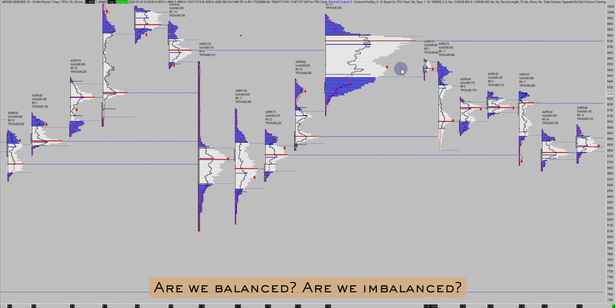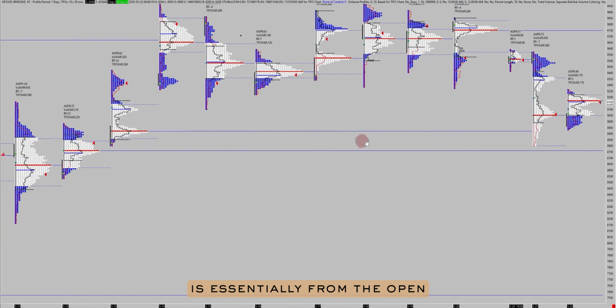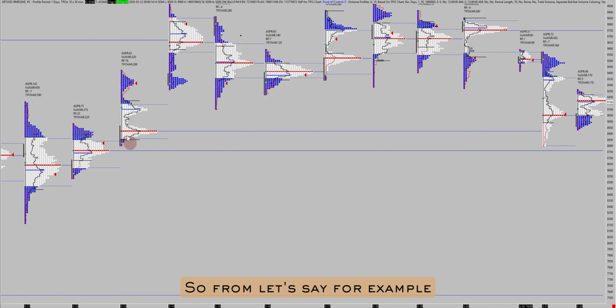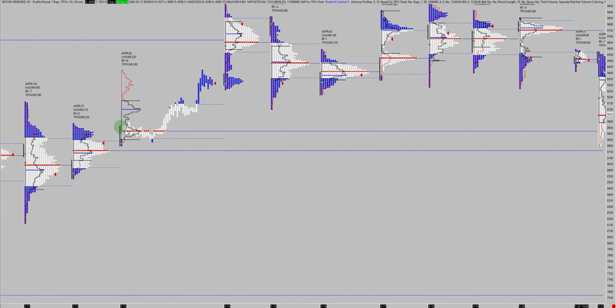Are we balanced? Are we imbalanced? Are we in a symmetrical structure that's forming? Okay, are we in a trending environment? Is it one-sided? And by one-sided, you'll sometimes hear the term one time framing. Now what that means is essentially from the open. So from, let's say, for example, the initial balance right here, which is the first hour of the day, from that period on, there's been one side that has been in control.